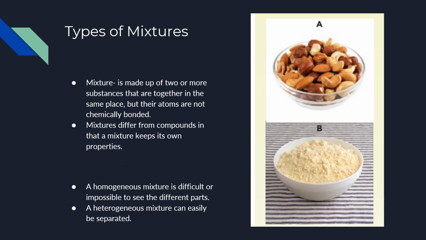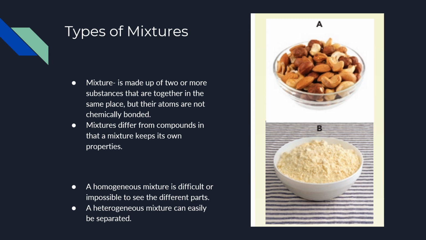Types of mixtures. So a mixture is made up of two or more substances that are together in the same place, but their atoms are not chemically bonded. So mixtures differ from compounds in that a mixture keeps its own properties. So a homogeneous mixture is difficult or impossible to see the different parts. A heterogeneous mixture can easily be separated.